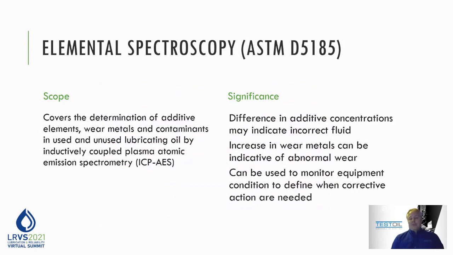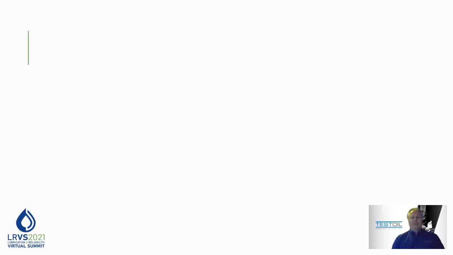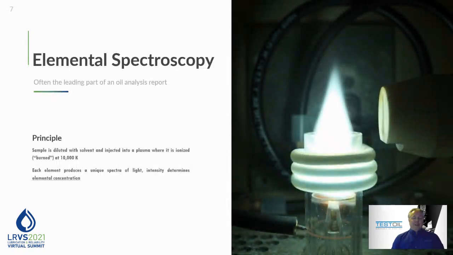So first and foremost, what's the principle of this test? How do we do the test? So the basic principle is this. We take your sample, we dilute it with a solvent, and then we introduce that solvent as an aerosol. So imagine small, tiny droplets of your sample, diluted, into the base of this plasma that you see pictured here.